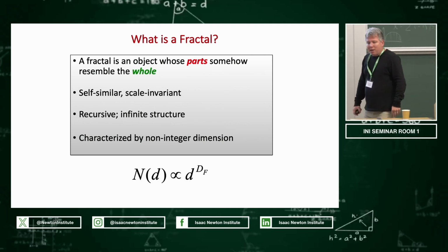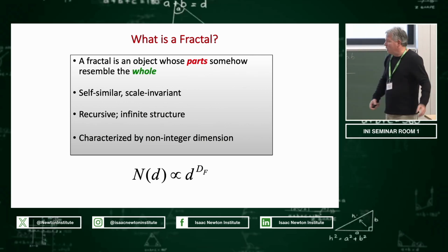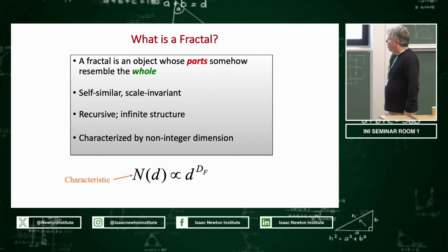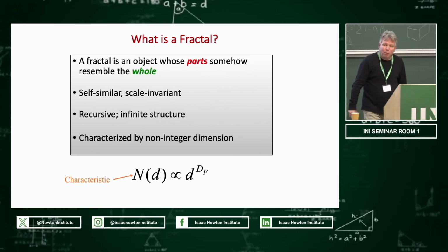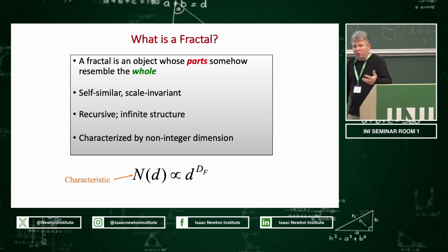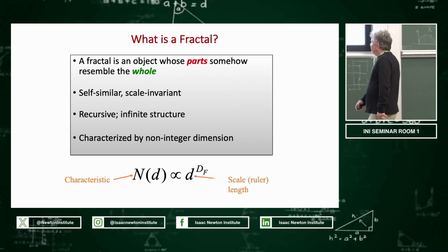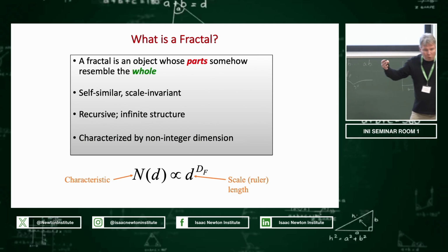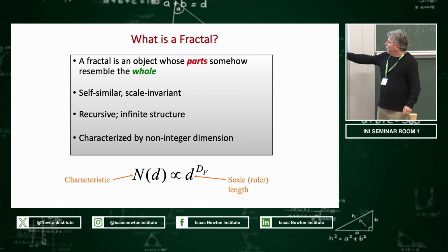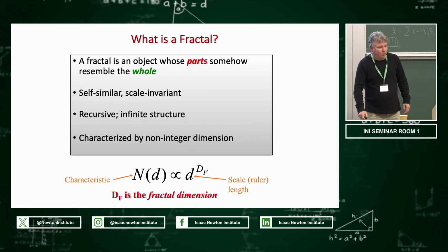And mathematically, I can write that relationship as the following expression. On the left side here is some kind of characteristic that is a function of scale, d. The scale, of course, is the ruler length at which we're measuring things. And D_F is the fractal dimension.